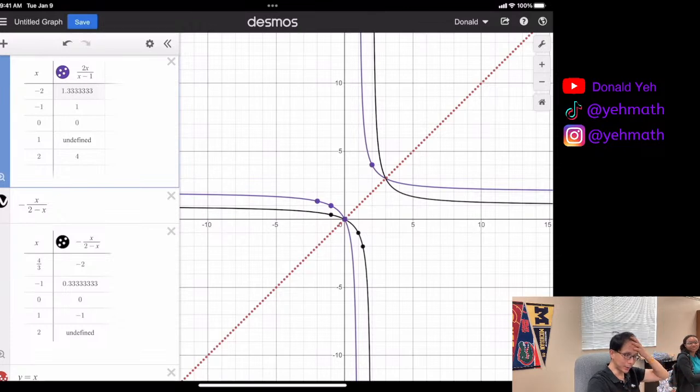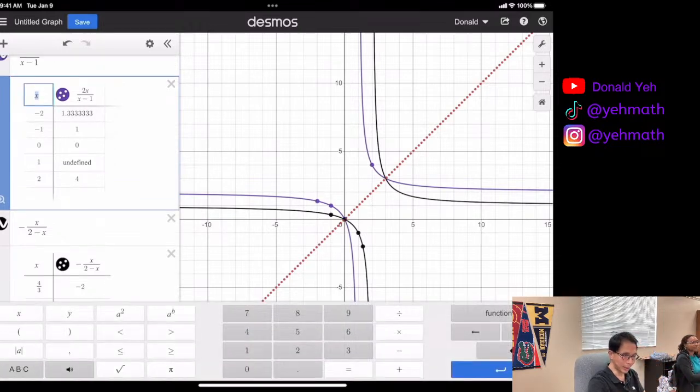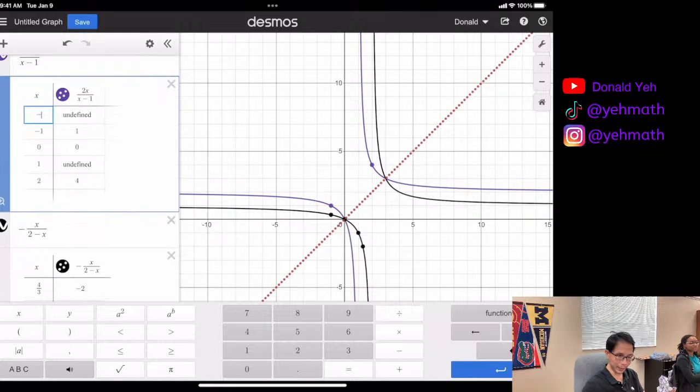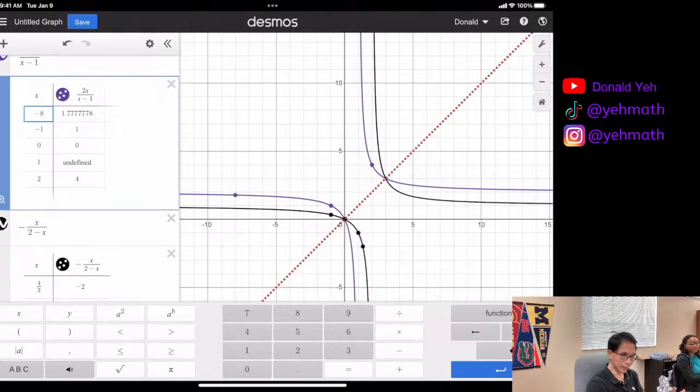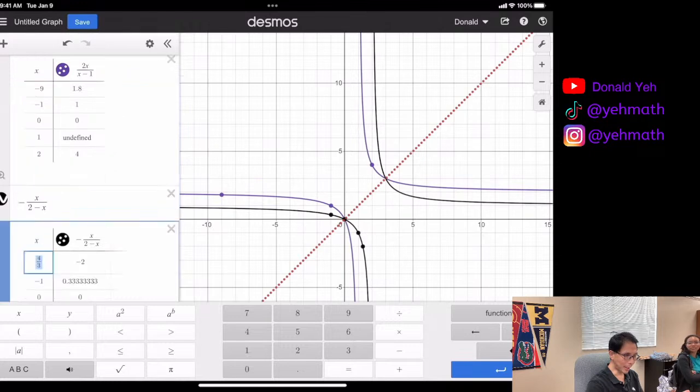Okay, so I can name any coordinate. Let's say I name -8, and let's do -9 here. And guess what? If I type in 1.8 here, what am I going to get?